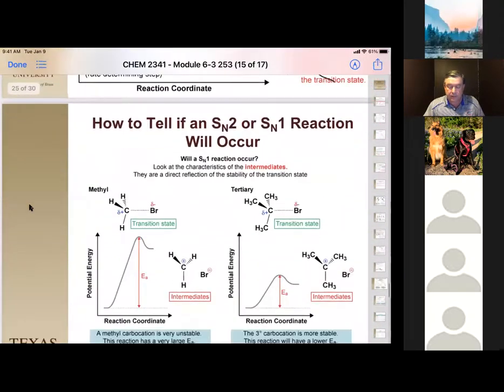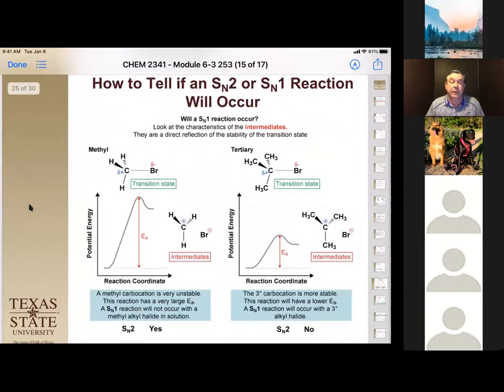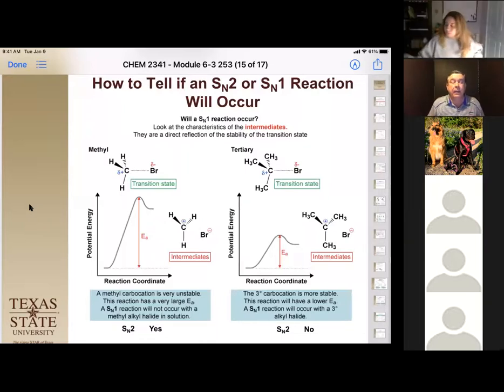So let's see how to tell if an SN1 or an SN2 reaction is happening. Let's look at it from the perspective of what the intermediates might be. Let's say we have this methyl bromide. To make that bond break, because that carbon is not a very stable carbocation, we're going to have a very high activation energy to get it to break that bond first and give us our carbocation. Which means that it's probably not going to go SN1 because it has an unstable carbocation. So it's more likely to give us an SN2 reaction.